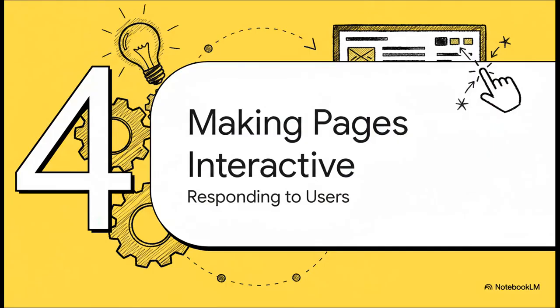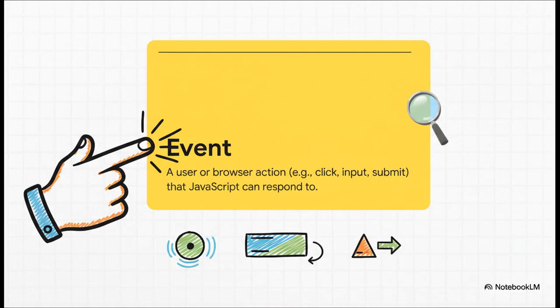Okay, we know how to find things, change things, and create things. Now let's add the real magic, the spark that makes a page feel truly interactive, responding to what the user is actually doing. So, how does our code know when to run? It listens for events. An event is basically just something that happens. Usually it's the user doing something. Clicking a button, hovering over an image, typing in a box, submitting a form, those are all events.